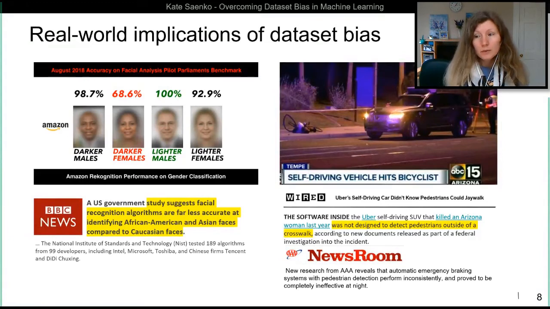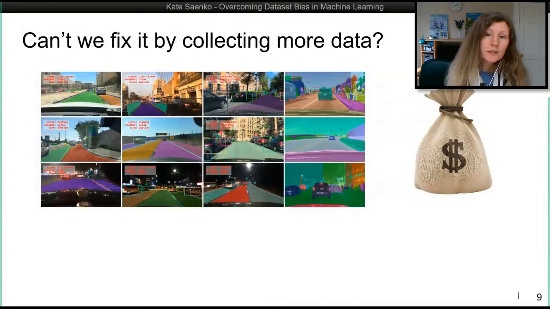So you might be wondering, well, wait a minute, can't we just fix this by collecting more data? If we don't have pedestrians not in crosswalks, let's just collect more data like that, right? Well, there are a few problems with that. The first is that some types of events just might be rare, like jaywalking pedestrians. They just might be very rare events. And we may not necessarily want to force people to jaywalk so we can collect more data. So that's one problem, but another really big problem is the cost of data collection.